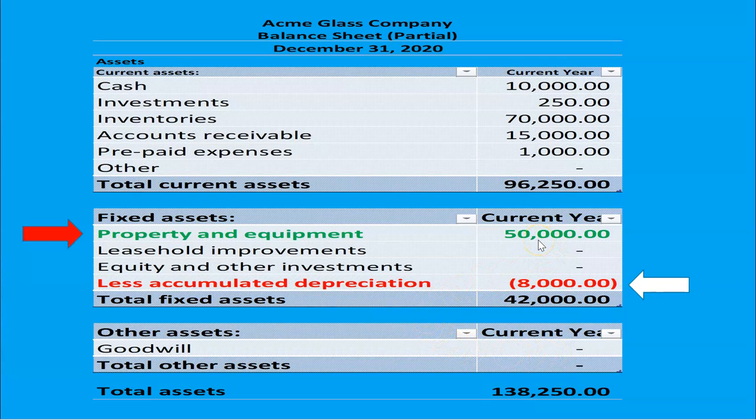Remember the historical cost principle. We're going to place this delivery vehicle on the balance sheet at its historical cost, and then we're going to use this contra account, this adjustment account called accumulated depreciation, to adjust to the net value of our fixed assets. And so we have done that here. This is the other side of that journal entry that we saw. And so now we have a net book value of $42,000 for our delivery vehicle.